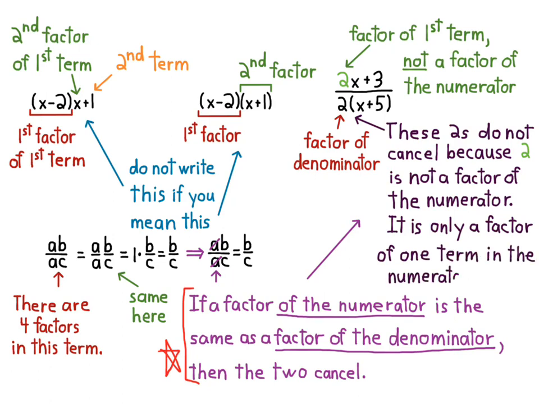It has to be that a factor of the numerator is the same as a factor of the denominator, then those two factors cancel. Okay? You can't take a shortcut and just say there's a 2 in the top and there's a 2 in the bottom, so they cancel. Don't do that, because you'll just get algebra wrong all the time.